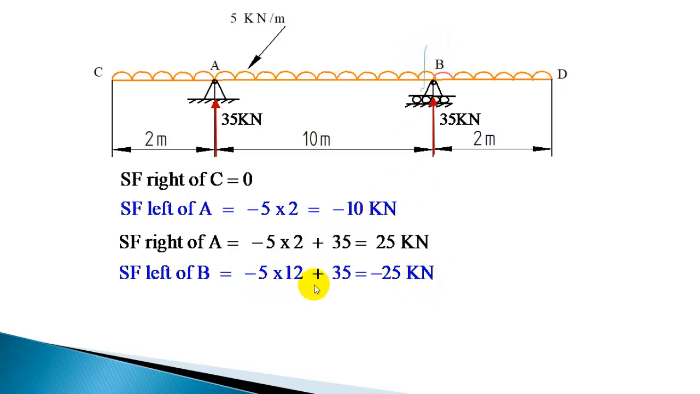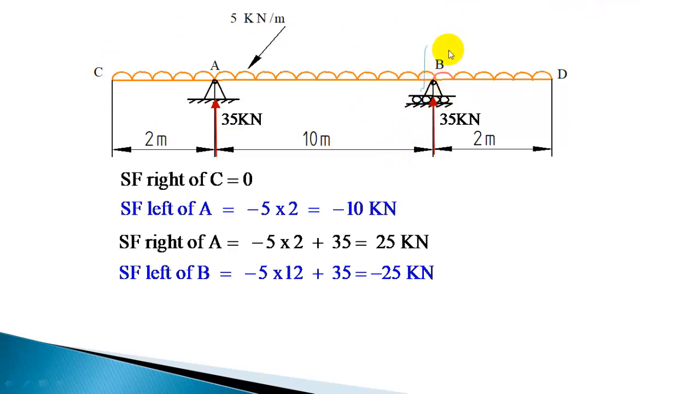But here I have calculated the shear force instead of taking two separate parts. The total UDL I have taken, that is for 12 meter, minus 5 into 12 because it's downward, minus 5 into 12 plus 35, which will give minus 25. So this is the summation of all the loads on the left side of that section.